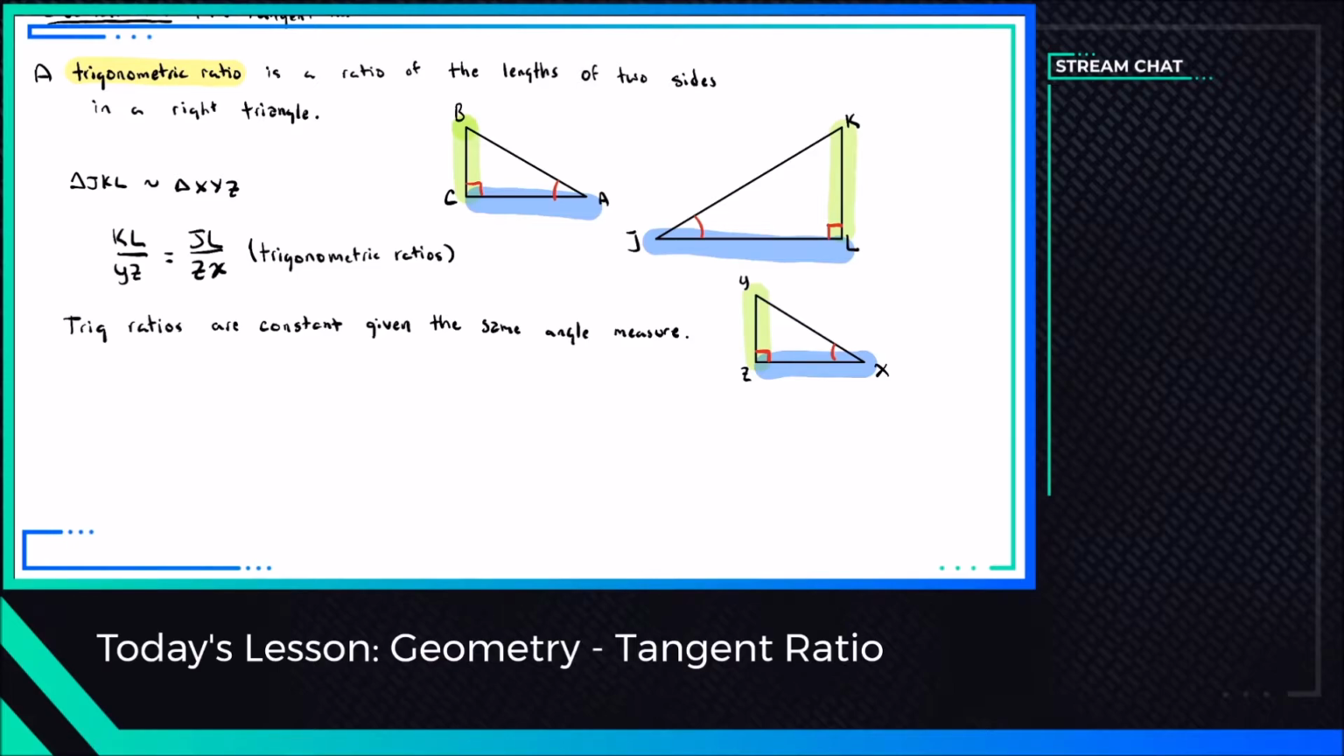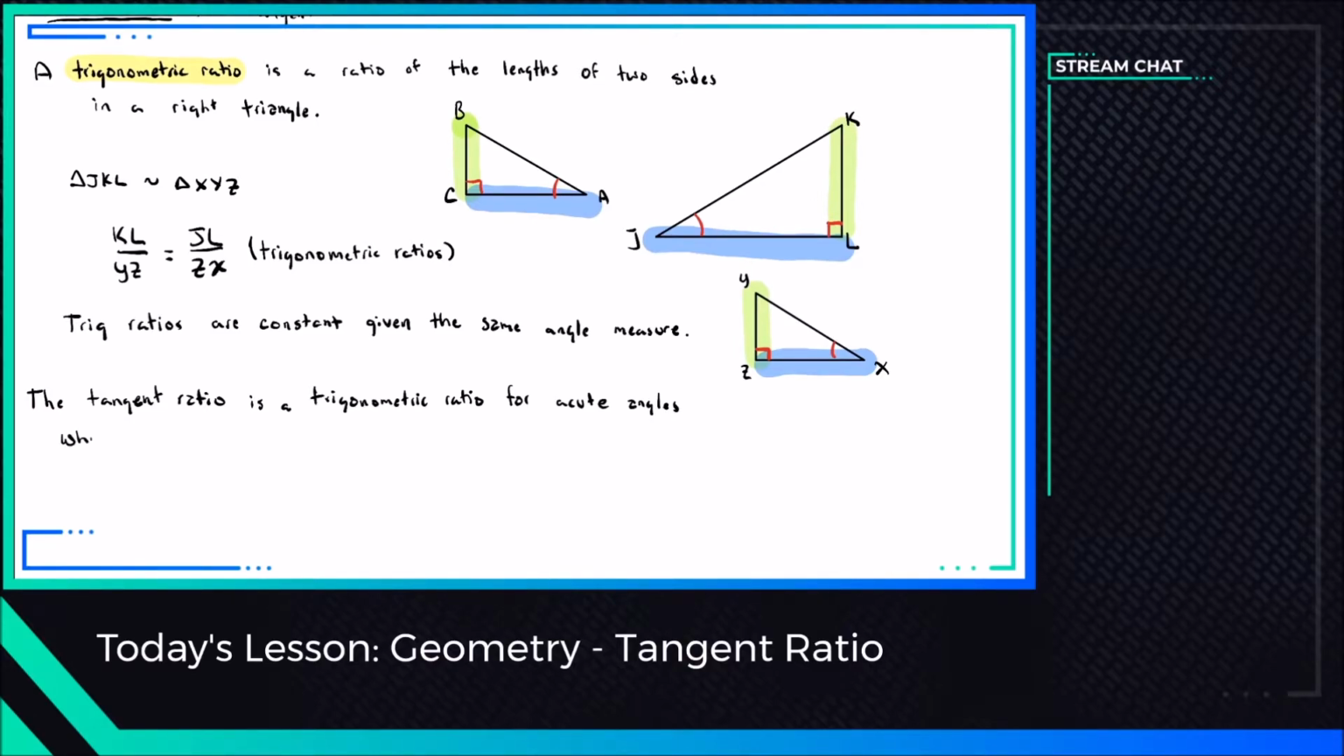Okay. So the tangent ratio is the ratio that we have just described right here with this blue leg and this green leg. The tangent ratio is a trigonometric ratio for acute angles which involve the legs of the right triangle.